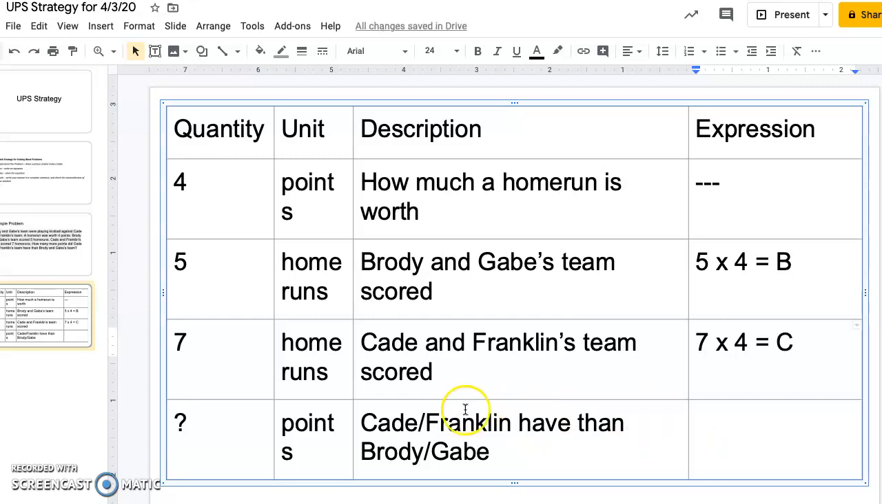Okay. Now we need to figure out what Cade and Franklin have than Brody and Gabe. So what would we do? C minus B equals the answer. I don't want to confuse y'all with too many letters. A equals answer. All right. So let's go to a new slide.